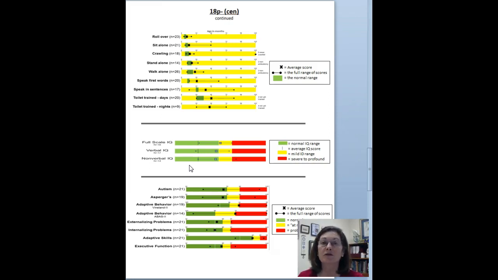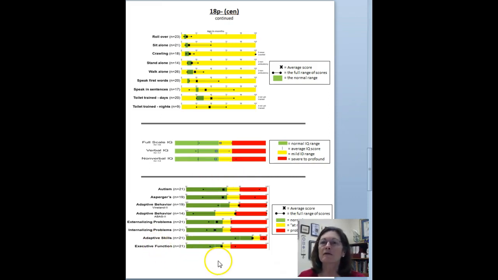And again, this is a centromere group, so the people who have deletions of the entire short arm of 18p. And you can see their full-scale IQ is just below the normal range. Oh, what I forgot to point out here is this line is at an IQ of 100, which is average for the population. But verbal and nonverbal IQ scores are, on average, in the low normal range. But again, there's a very wide spread. Verbal IQ from being above average here for some people, to nonverbal being in the severe to profound area. So there is a broad spectrum here.